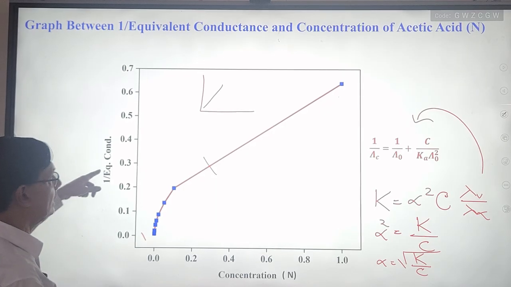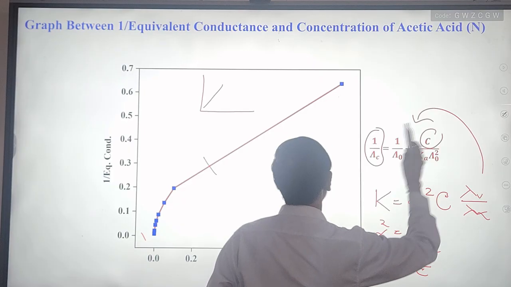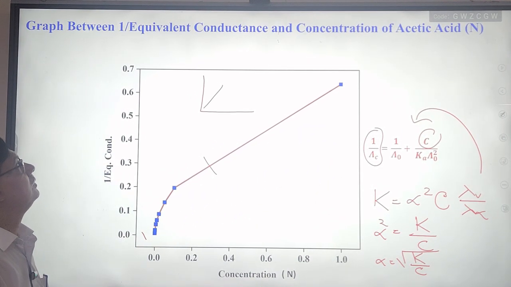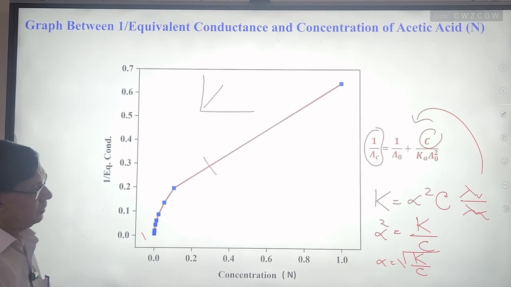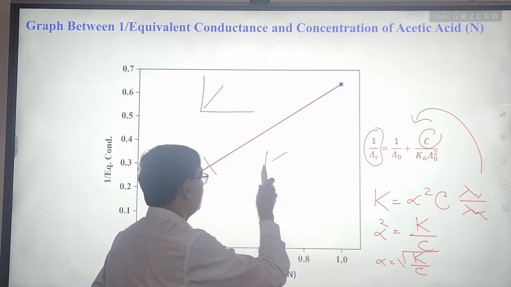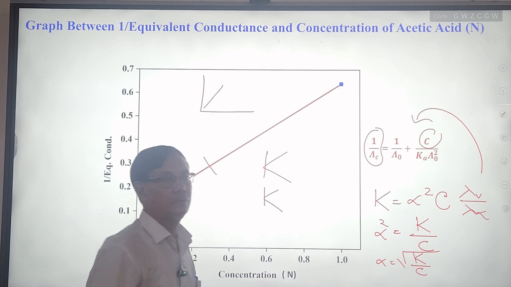So 1 by equivalent conductance versus C gives a straight line. This indicates that the Ostwald dilution law is valid, and more important is that you are getting very good constant values. For 5 solutions you are getting almost the same values.